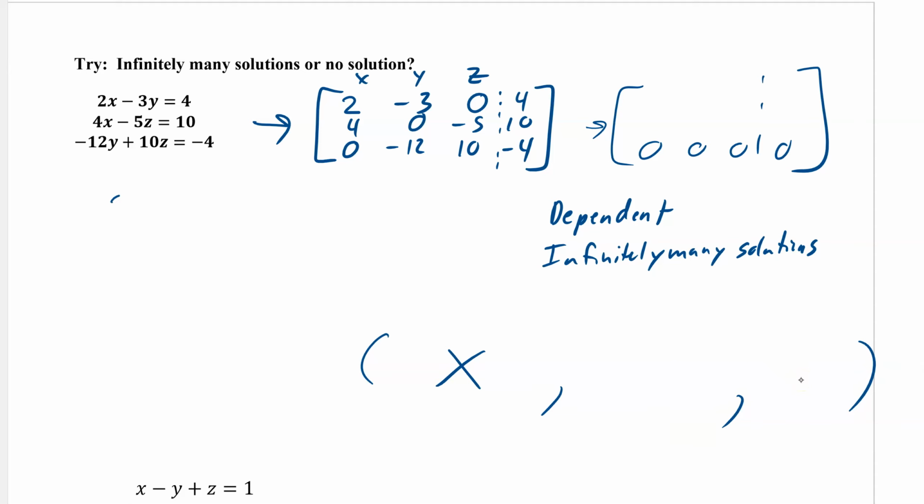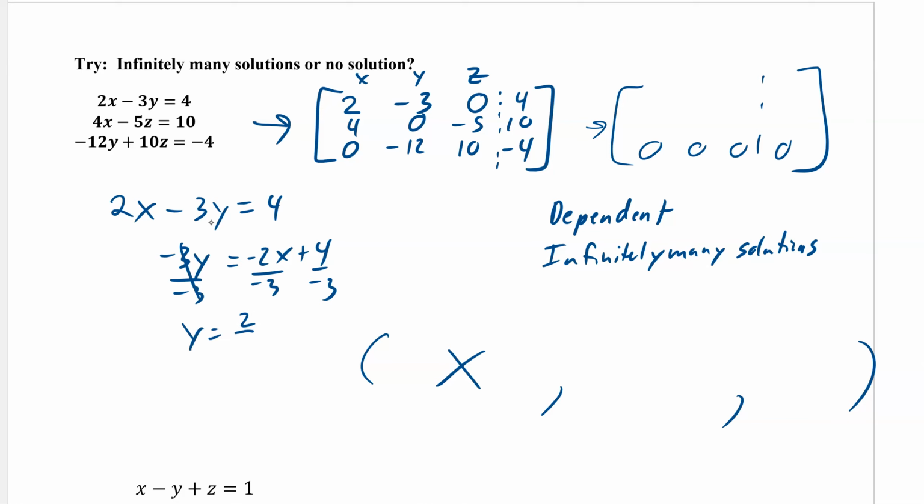So if you look at your first equation, you can see that we have an equation that is in terms of x and y. So if we were to solve this, so negative 3y equals negative 2x plus 4, you get y equals 2/3 x minus 4/3. That is now a formula for our y.